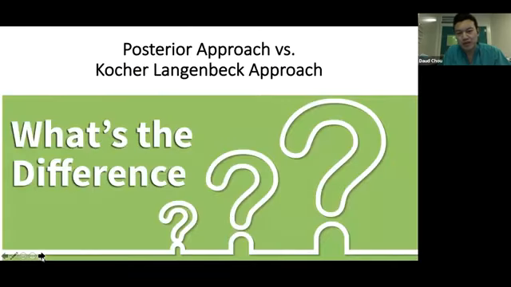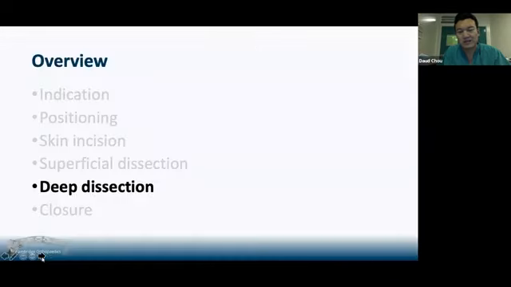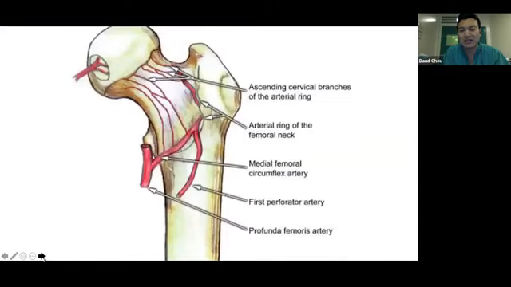So at this point, you're thinking, hang on a second, this is pretty much like the posterior approach to the hip. So what's the difference? Why is the Kocher-Langenbeck any different to the posterior approach? Well, the difference lies in the deep dissection of this approach, and the fundamental reason for the Kocher-Langenbeck approach is to preserve the blood supply to the femoral head. And as you know, this is predominantly or in a large part supplied by the medial femoral circumflex artery.